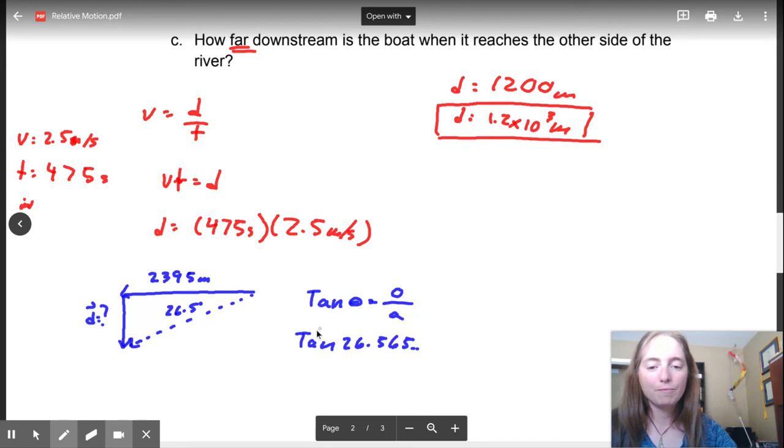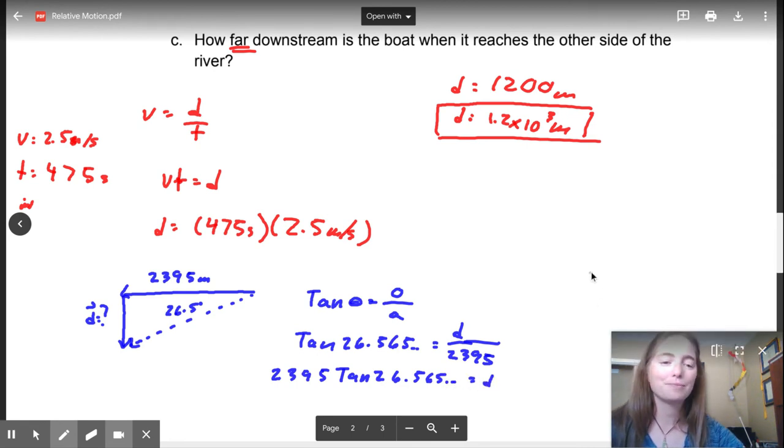So you got this. You're going to multiply both sides by the adjacent, okay, which is, we'll write the numbers down. So the opposite is the distance, okay, on this side. And then the adjacent is 2,395. Multiply both sides by that value, so 2,395 times your tan of 26.565... will give you your distance.